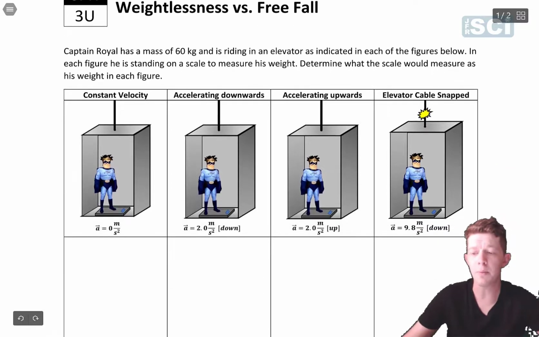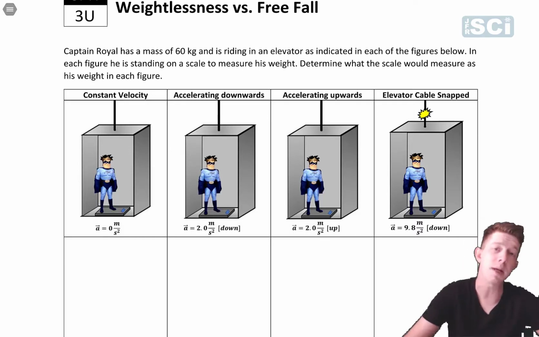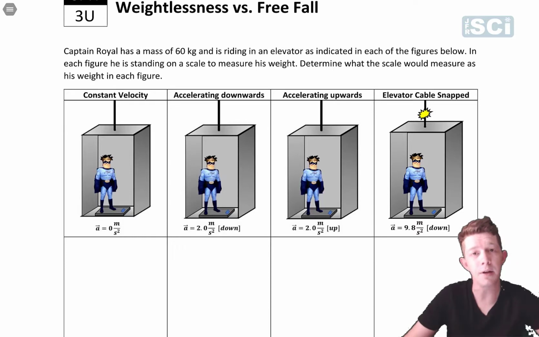And so for that, we're going to look at several different scenarios of Captain Royal in an elevator. In one case, he will be standing in an elevator that's moving at a constant velocity, meaning the acceleration is 0. And then in the remaining 3 cases, he's going to be in an elevator that is accelerating. In one case, it will be accelerating up, and then in 2 cases, it will be accelerating downwards. Okay, so to help us out with this, we want to determine what the bathroom scale would measure as his weight in each of these figures.